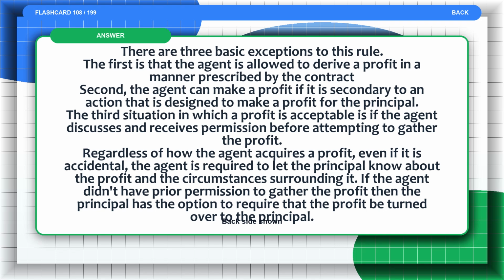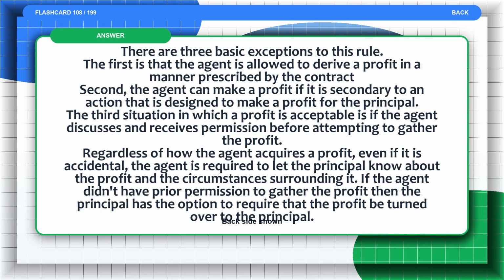The answer is there are 3 basic exceptions to this rule. The first is that the agent is allowed to derive a profit in a manner prescribed by the contract. Second, the agent can make a profit if it is secondary to an action that is designed to make a profit for the principal. The third situation in which a profit is acceptable is if the agent discusses and receives permission before attempting to gather the profit.